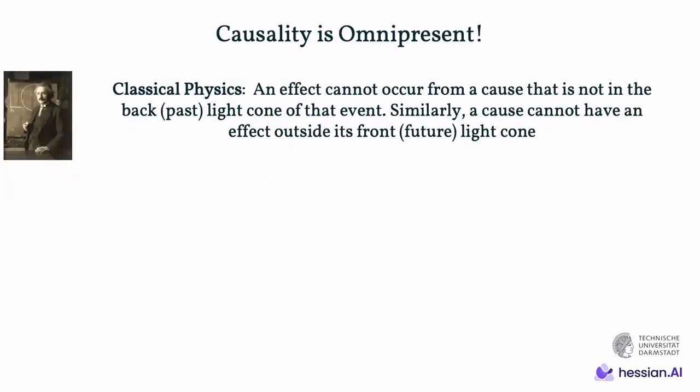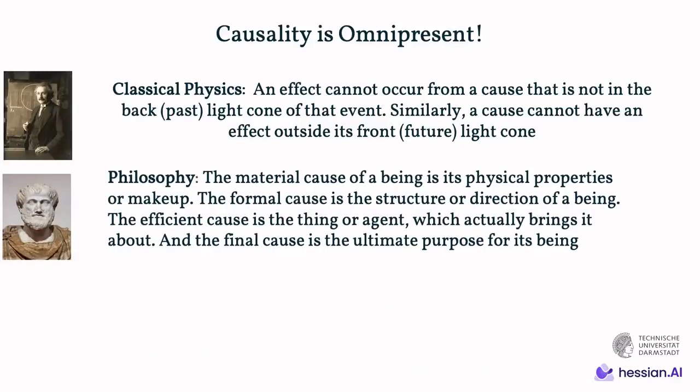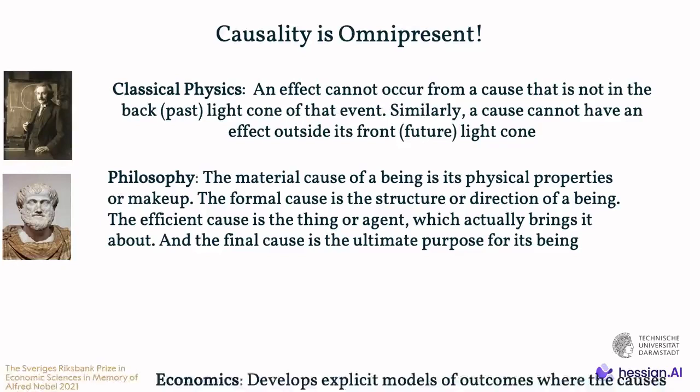So these are some different notions that you'll find of causality in different branches of sciences. In classical physics, this is the general theory of relativity. You can read the sentence, but it says that what Einstein postulated was that an effect cannot occur from a cause that is not in the back of the event. So basically these light cones, when you see them in the theory of relativity, you can only see what is there in the light cone. This is more of a paraphrasing of the theory of relativity, but that's one of the notions maybe. Then in philosophy, you have the material cause of a being, which is its physical properties or makeup. So you'll find this term cause everywhere, right? Doesn't matter which branch of science you go.